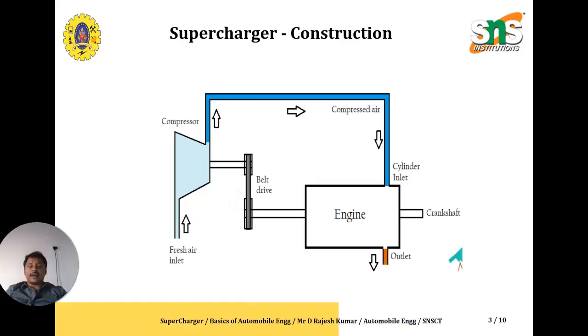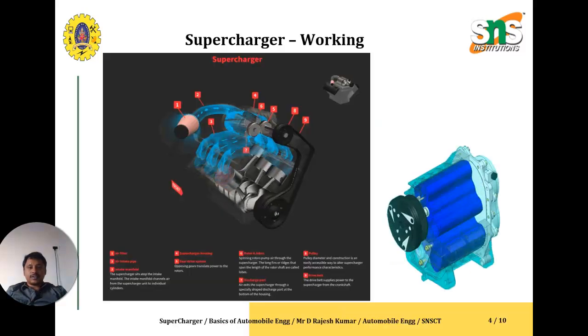So this is how the construction of the supercharger looks. Generally, you can see here the compressor, which is coupled with the engine's crankshaft. The crankshaft power is used to drive the compressor. The compressor inhales the atmospheric fresh air, compresses it, and sends it to the engine's inlet. So the air is charged by means of the compressor. That is why it is called a supercharger. So this is how the supercharger will function.